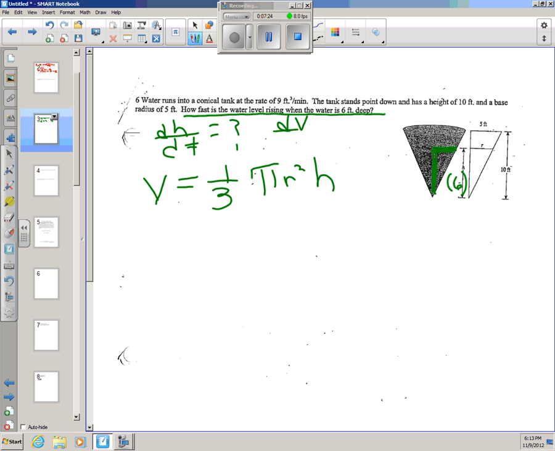A hint would be the units. They told me 9 cubic feet per minute. That's how much water is flowing in. That's the change in volume. Okay, if you were confused, the units would be a tip-off.